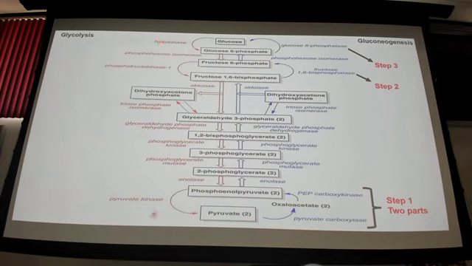Glycolysis is going down, gluconeogenesis is going up, circumventing the 3 irreversible steps. The first step it does, the gluconeogenesis circumvents using 2 enzymes, so it's a 2-step process. And then the enzymes are pyruvate carboxylase, PEP carboxykinase, and then fructose 1,6-bisphosphatase, and then glucose 6-phosphatase. Any questions on how the gluconeogenic reaction occurs?